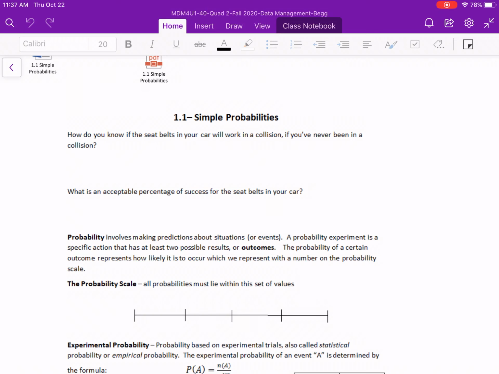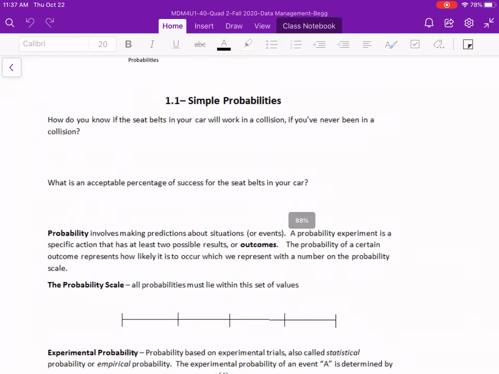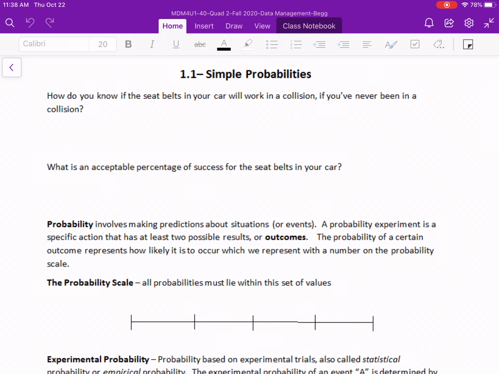Okay, this is lesson 1.1, the first of our actual lessons in data management, and this whole unit is on probabilities. So it's an introduction to probabilities, as you should know at this point, and we're going to look at what a simple probability is, and in particular we're going to look at experimental probabilities as our jumping off point. So just a question to sort of set the stage here.